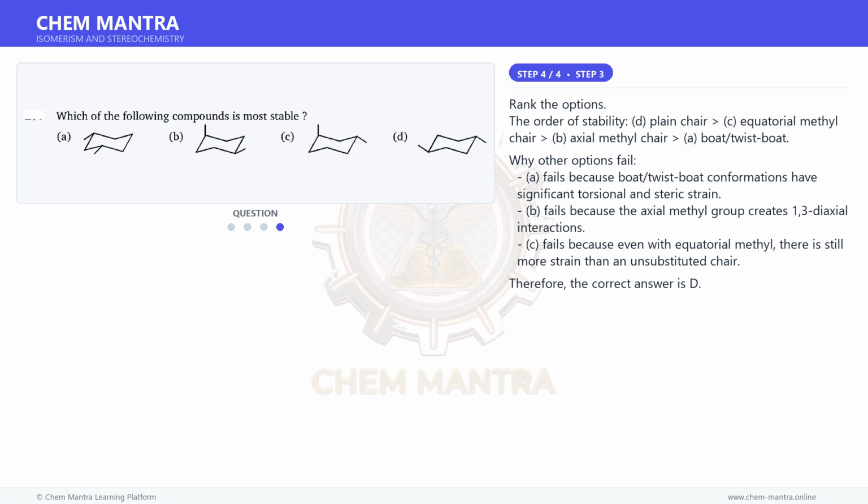Why other options fail? A fails because boat twist boat conformations have significant torsional and steric strain. B fails because the axial methyl group creates 1,3 diaxial interactions. C fails because even with equatorial methyl, there is still more strain than an unsubstituted chair.